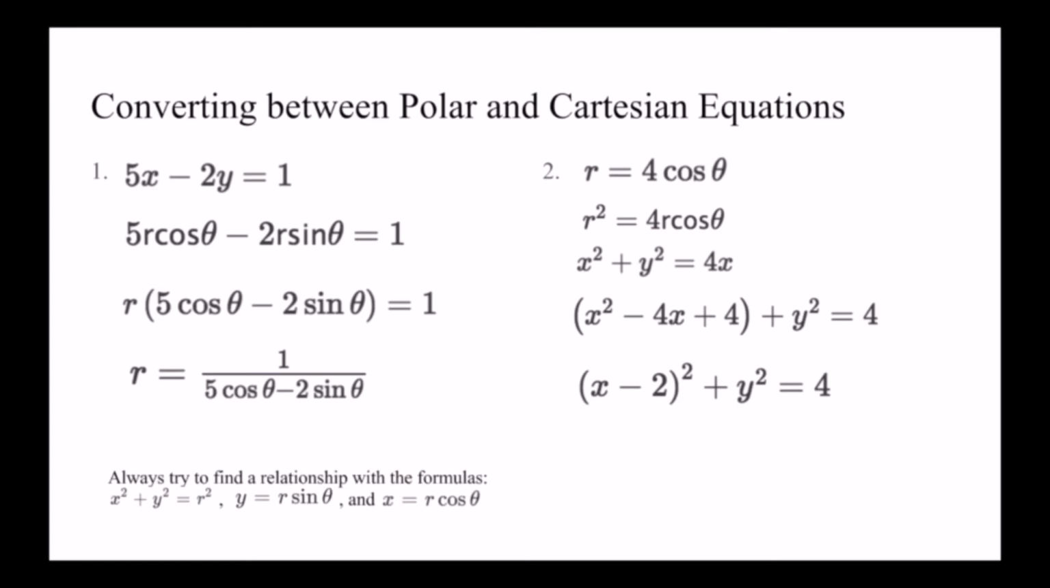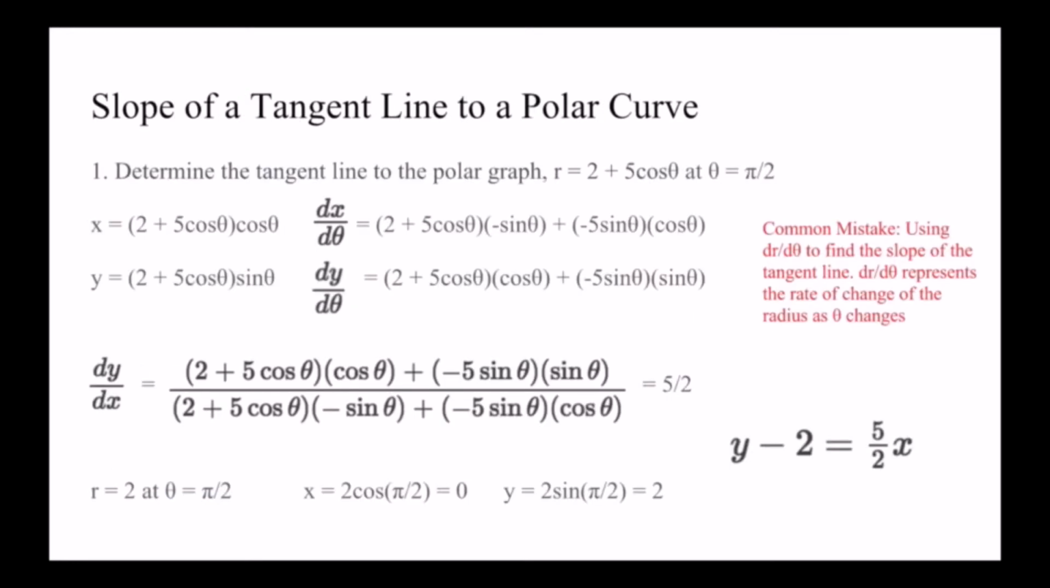So the key to solving these types of problems is trying to find a relationship with the formulas x squared plus y squared equals r squared, y equals r sine of theta, and x equals r cosine of theta. Now we can solve for the slope of a tangent line to a polar curve. The question asks you to determine the tangent line to the polar graph r equals 2 plus 5 cosine of theta at theta equals pi over 2.